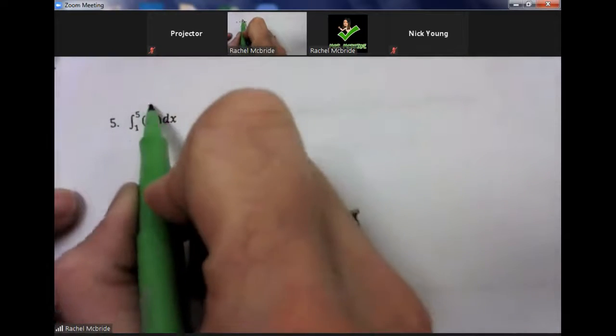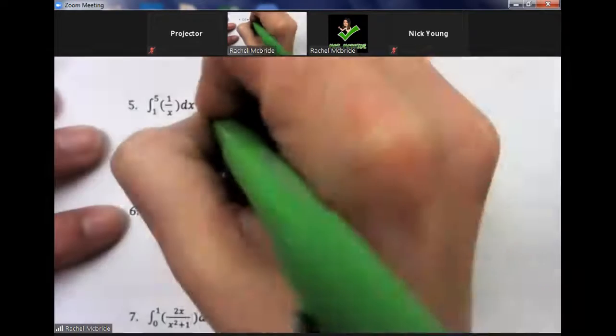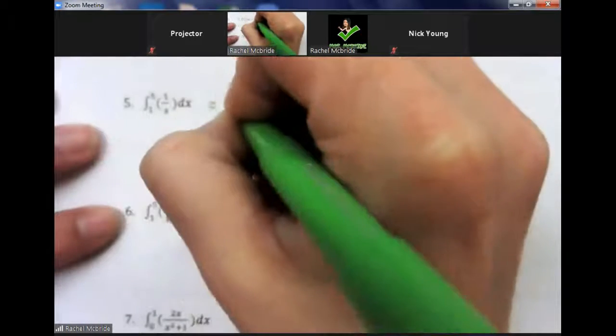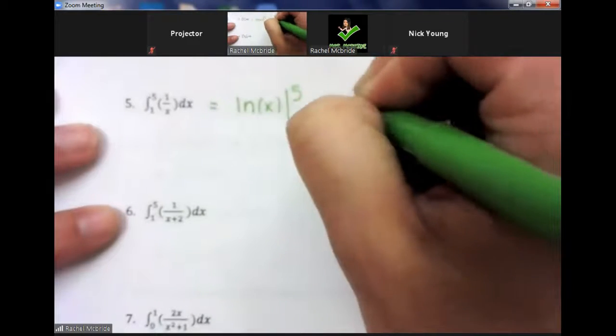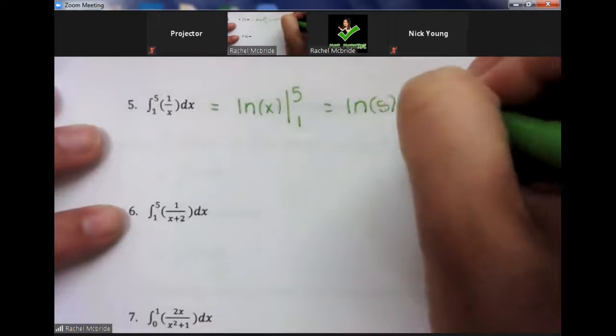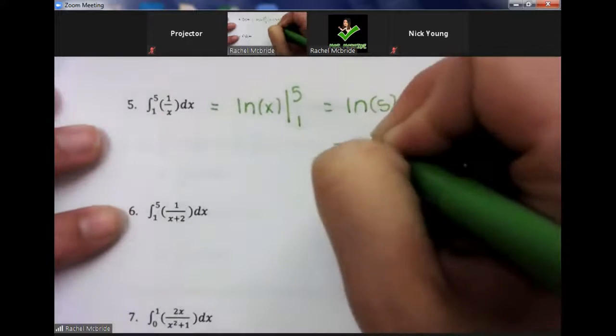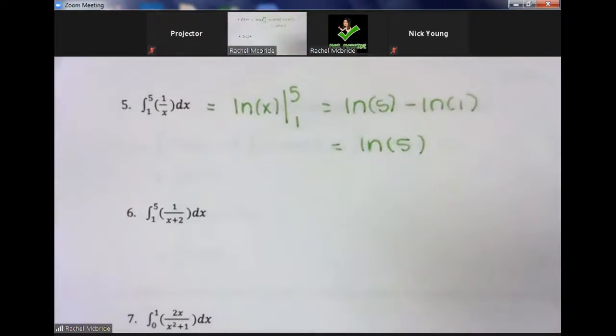So if you recall, we said that the antiderivative of 1 over x was a special antiderivative. It is the natural log. So that became the natural log of x from 1 to 5. And that became the natural log of 5 minus the natural log of 1. And we said that that was equivalent to the natural log of 5 because the natural log of 1 is 0.